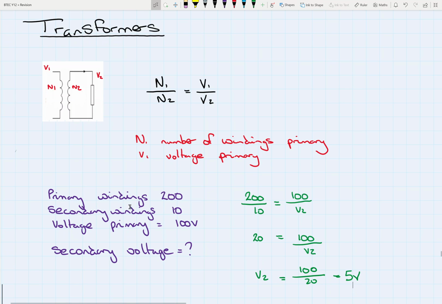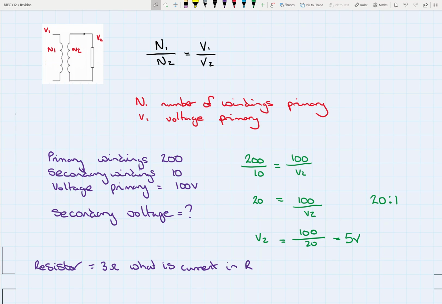Okay, now whilst I've just written that as 20, strictly speaking, our ratio of primary to secondary is 20 to 1. So for every 20 windings on the primary, we've got 1 winding on the secondary. It could be expressed in different ways, okay?